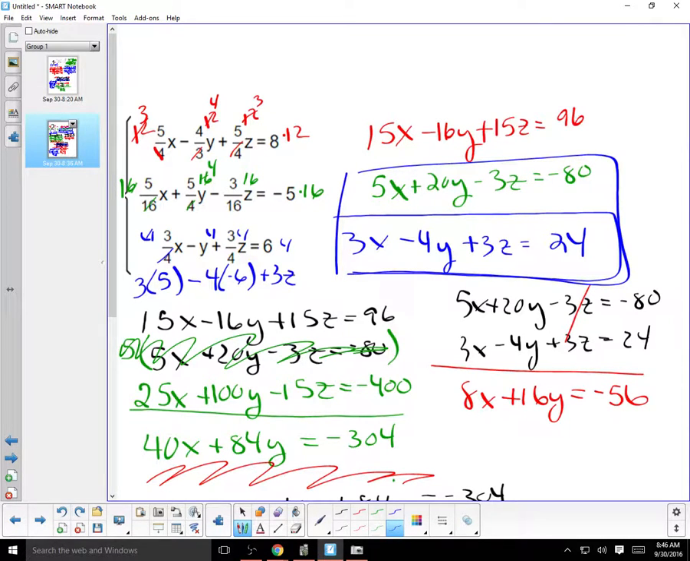plus 3z is equal to 24. So this is 15 and this is 24? Yeah. So what's 15 plus 24? 39? Okay, so take away 39 over here. You're going to get 3z is equal to -15, which means z is -5. z is -5.